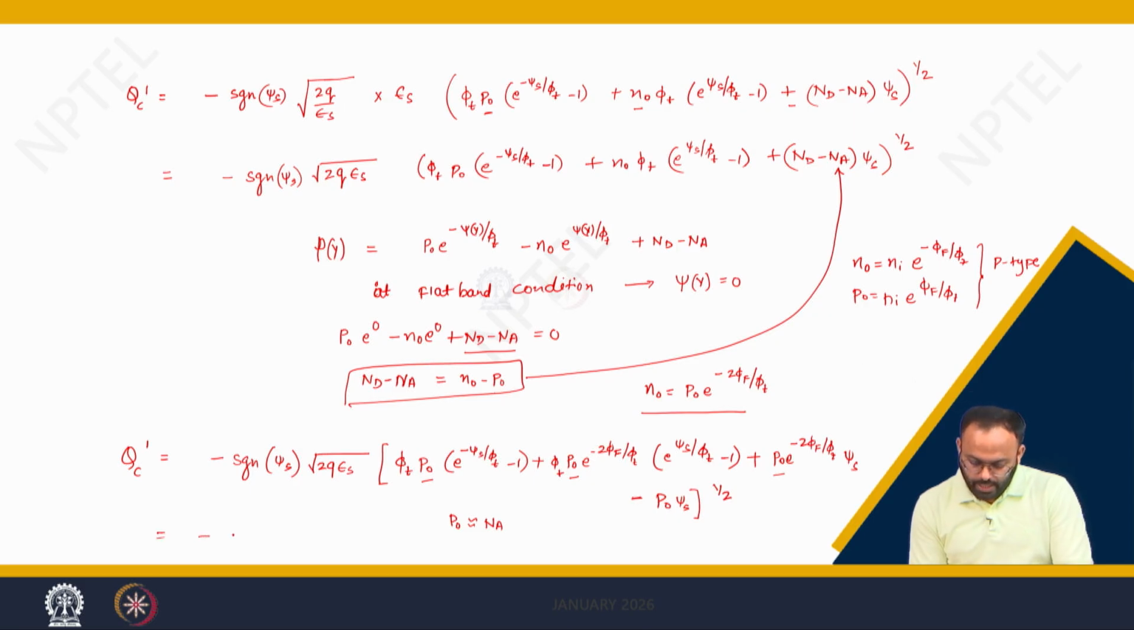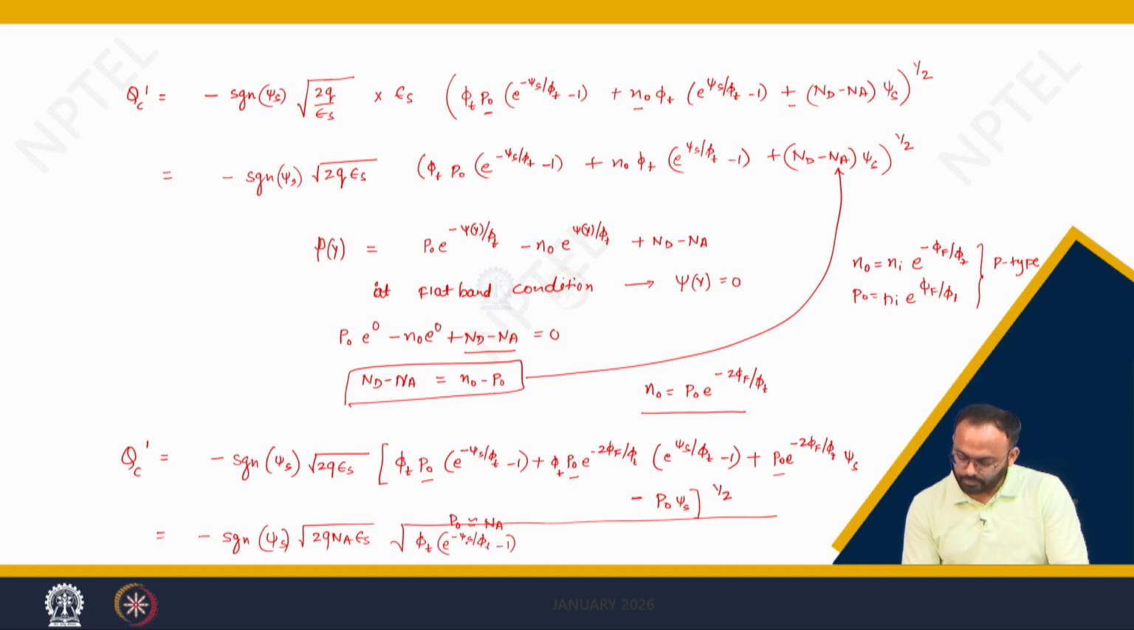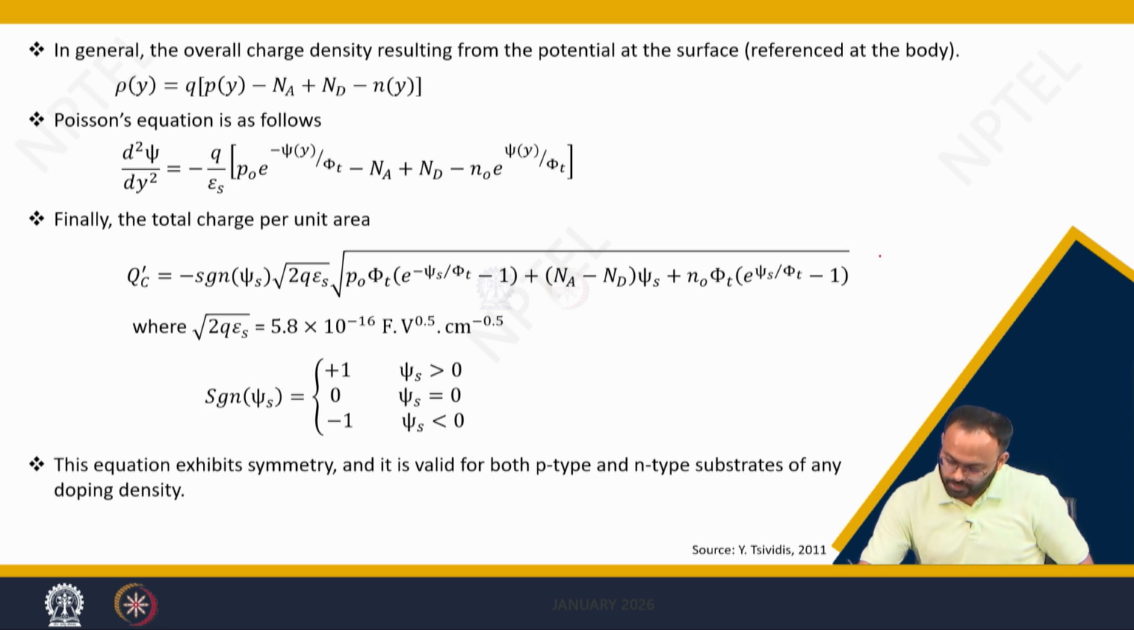So, ultimately minus signum of psi_s square root of 2 into q into N_a into epsilon_s, you will get a closed form equation as phi_t e to the power of minus psi_s by phi_t minus 1 plus phi_t e to the power of minus 2 phi_f over phi_t into e to the power of psi_s by phi_t minus 1 plus, p_0 you have already taken out, psi_s e to the power of minus 2 phi_f over phi_t minus psi_s. So, if we see the closed form equation, we are here.